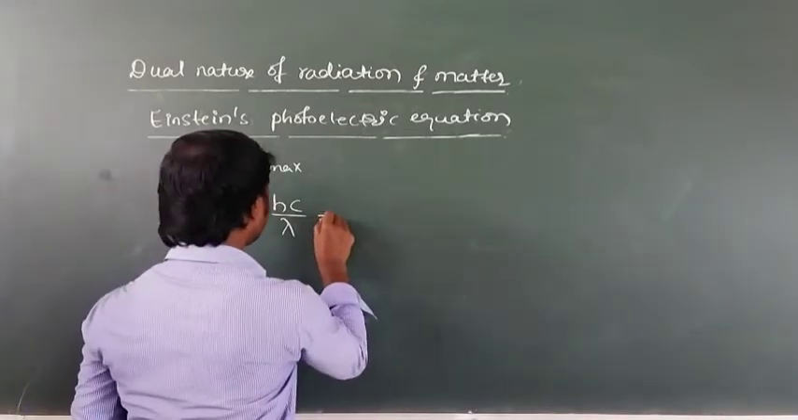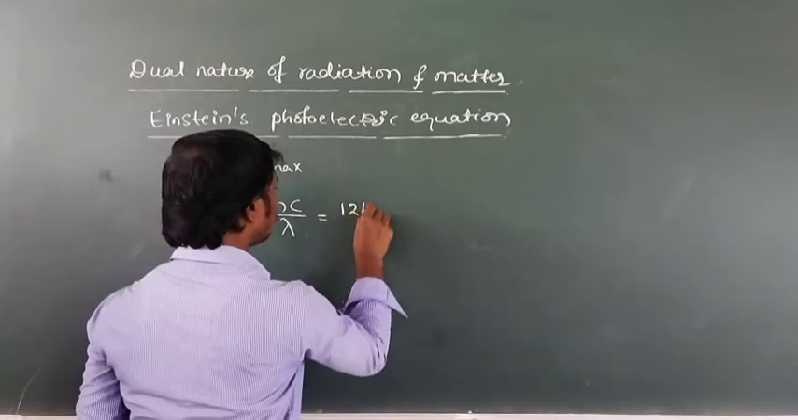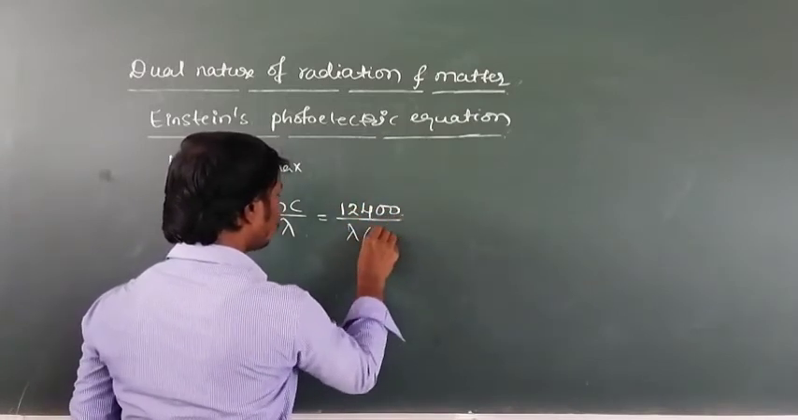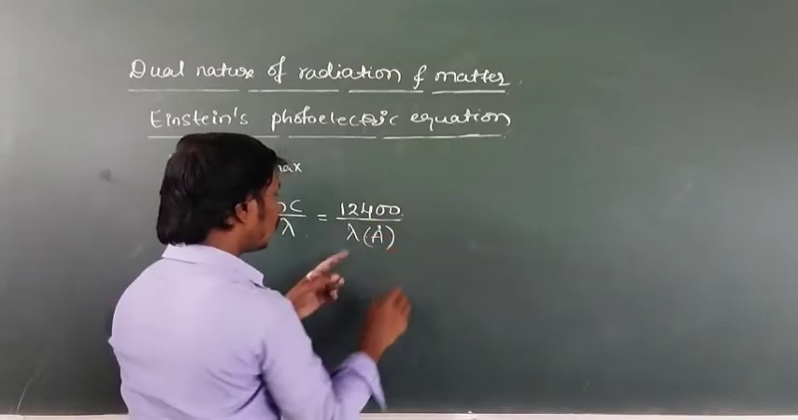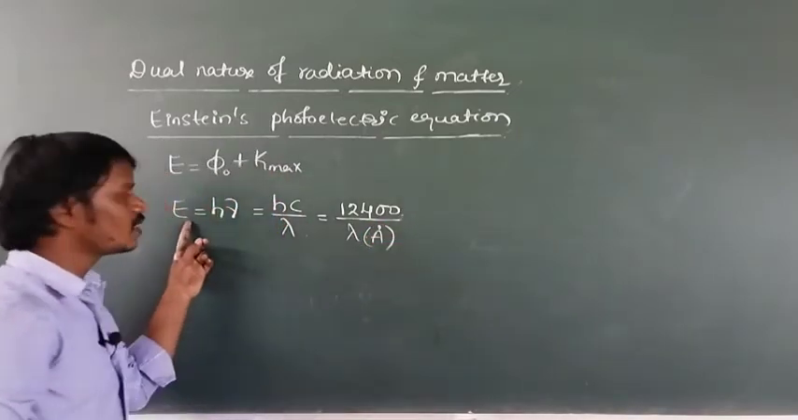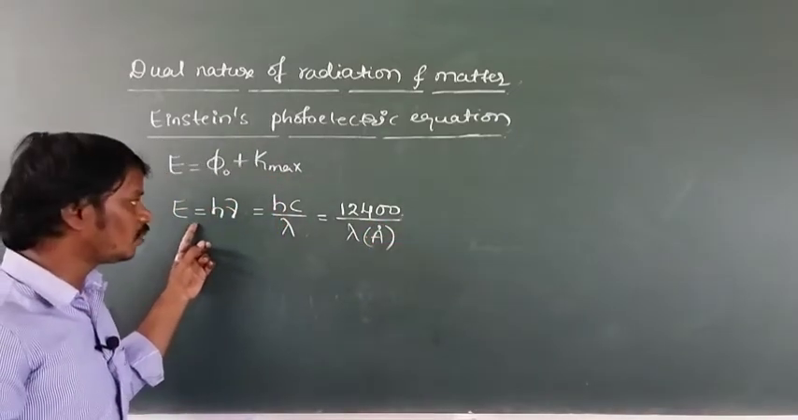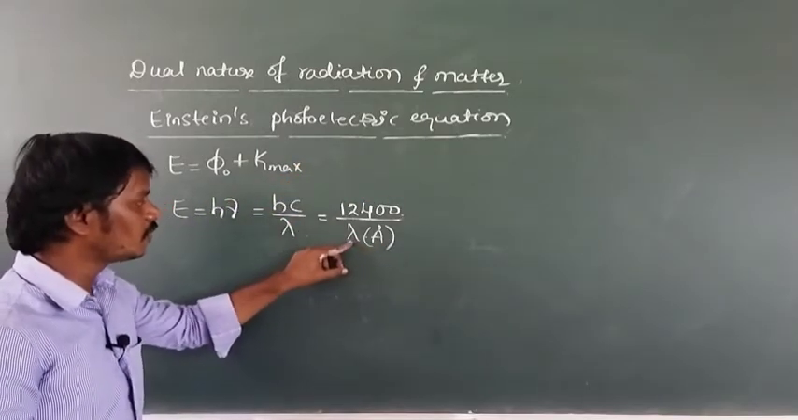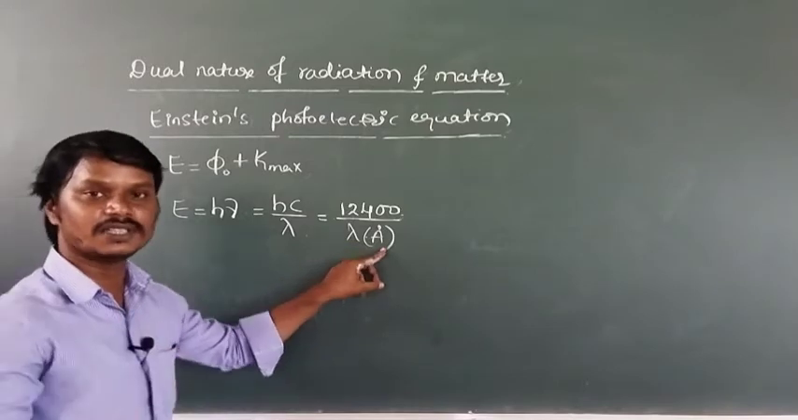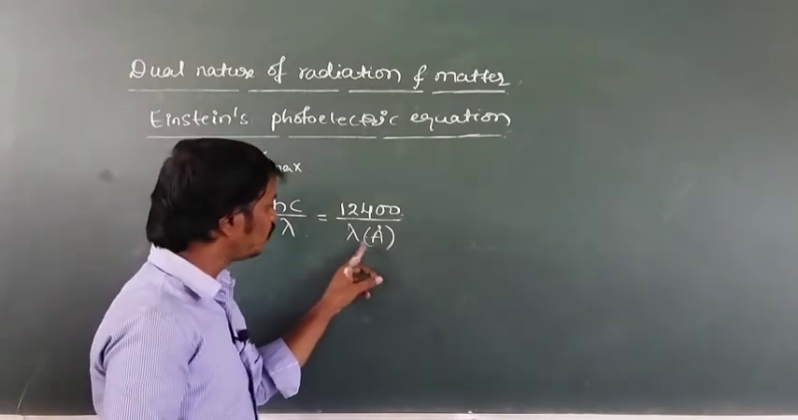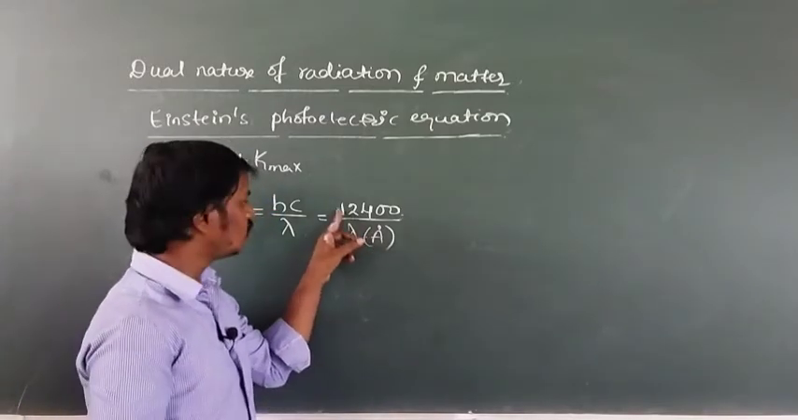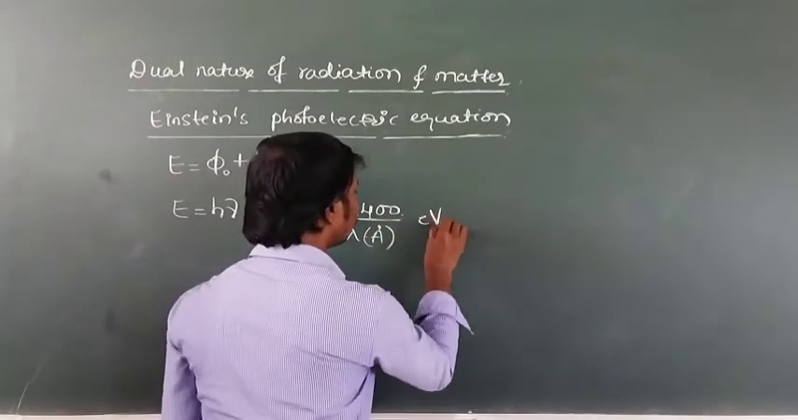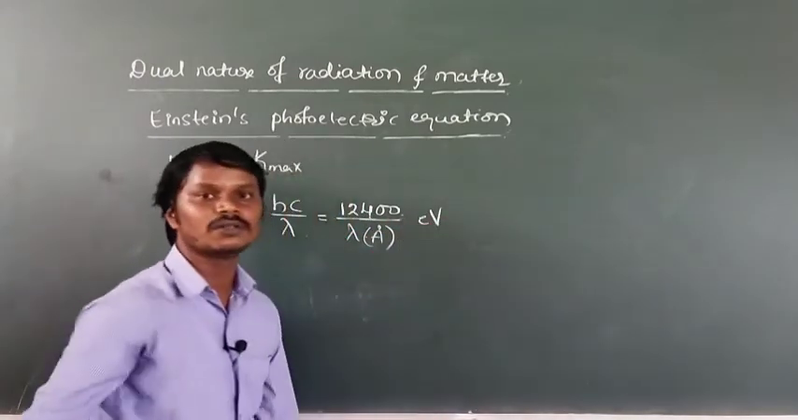Its value is about 12,400 divided by lambda, that is in angstrom. If the lambda is in angstrom, the energy of incident radiation can be calculated by 12,400 divided by lambda. If the wavelength is in nanometer, then it is 1240, and the unit of energy of incident radiation is electron volt.